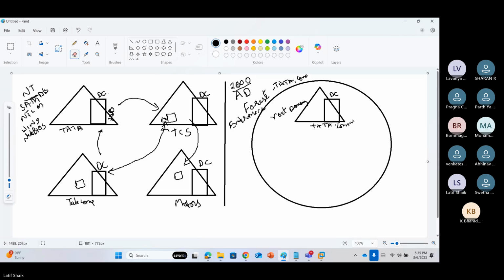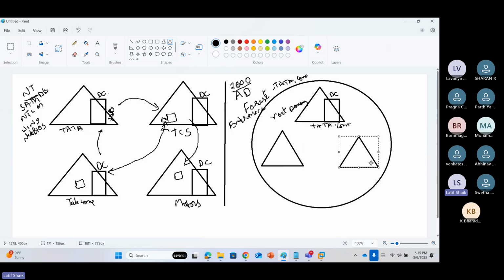After this, my business expanded, so I got tatamotors.com, TCS.com, tatasteel.com, vistara.com. Different organizations came up, so different domains are created under this forest. These domains we call tree domains. The tree domains are created under a forest.